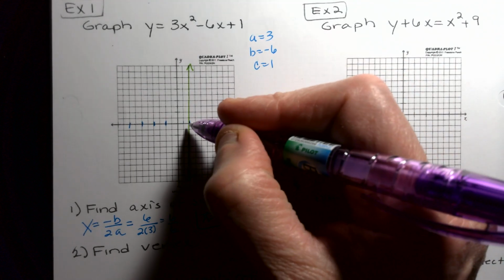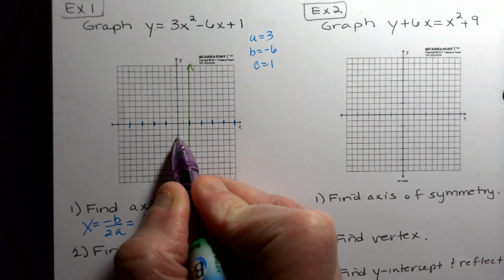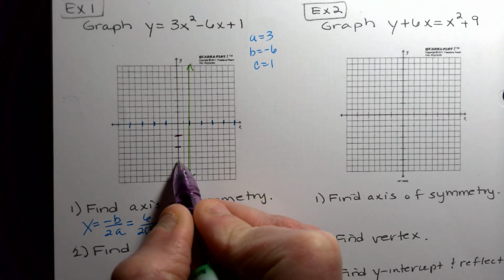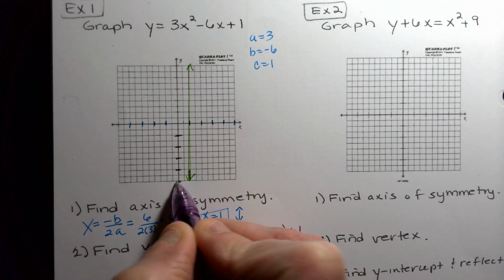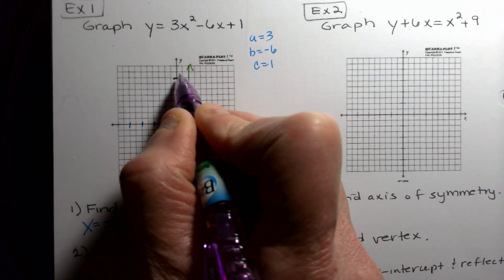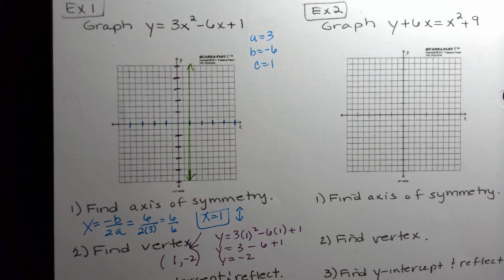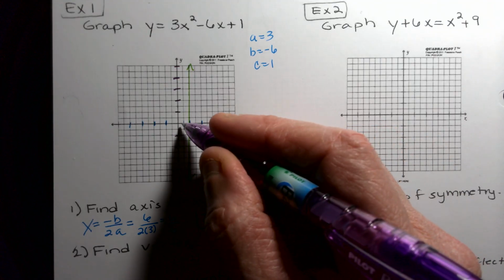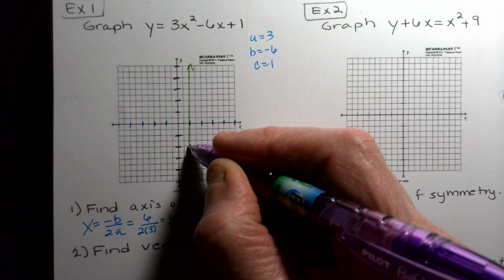So 1, -2. And again, I'm going to go by those bigger chunks as my 1s. Hopefully I don't regret that. All right, so 1, -2. I go 1, -2, and yep, it falls right on there.